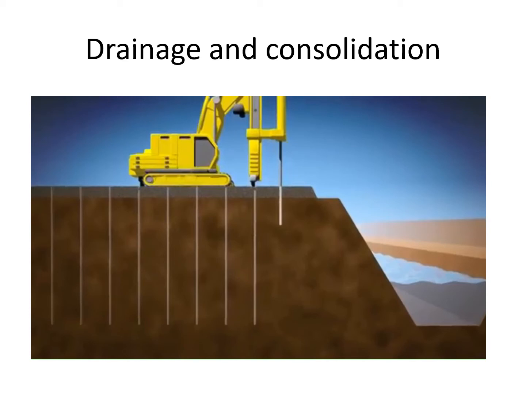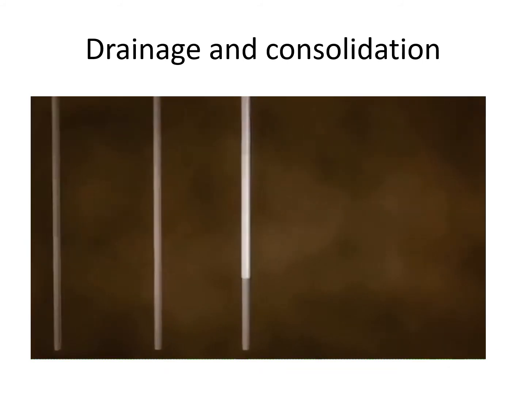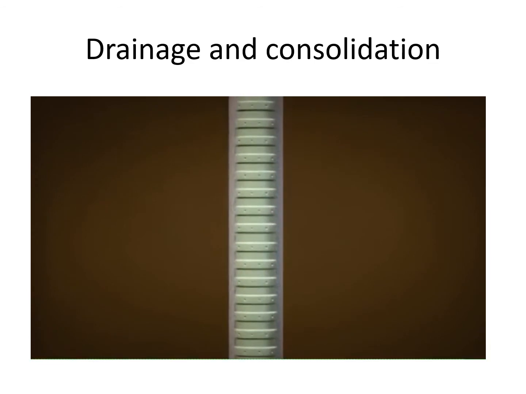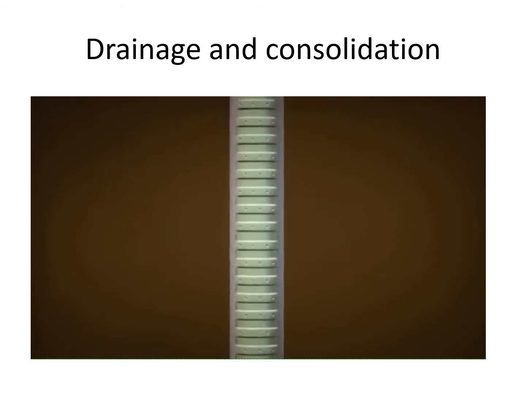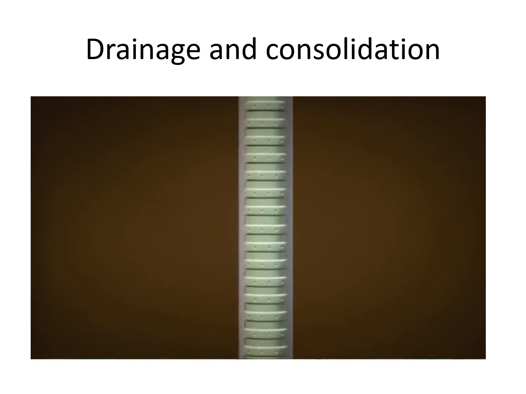So finally, the water will be removed from the soil. See here, initially a pipe is inserted. That is the perforated pipe. The pipe wall is open, so that water will come inside the pipe. Water will come to the pipe from all sides, so that it will be collected in the pipe.